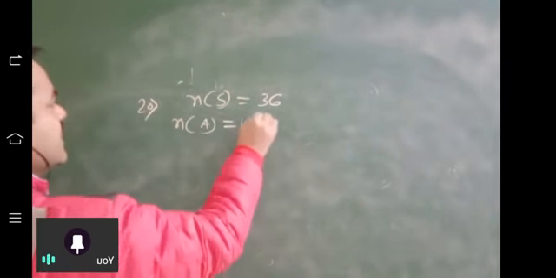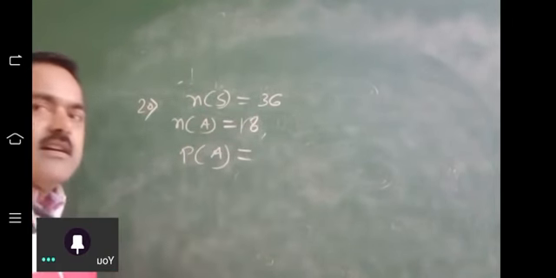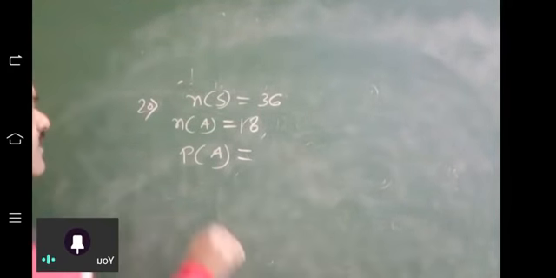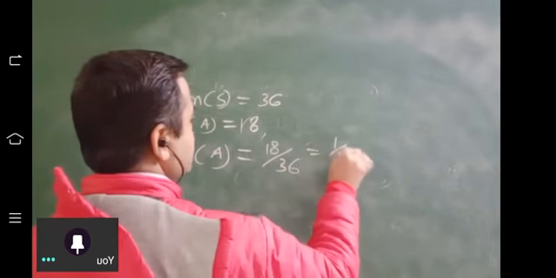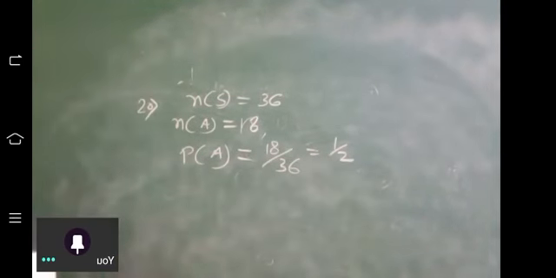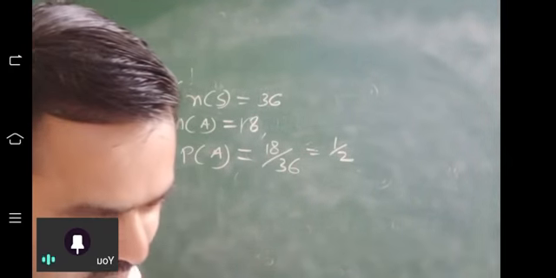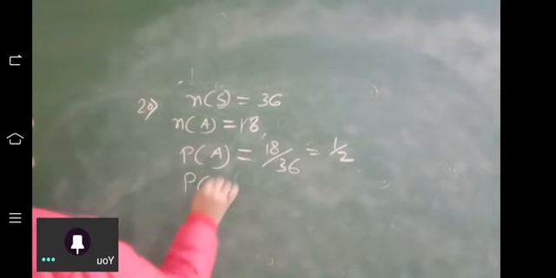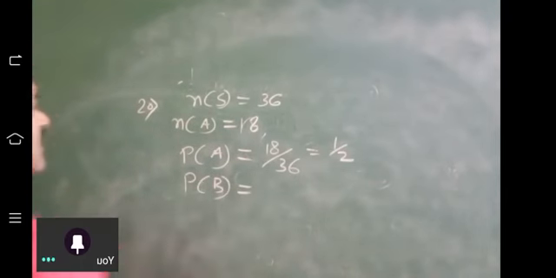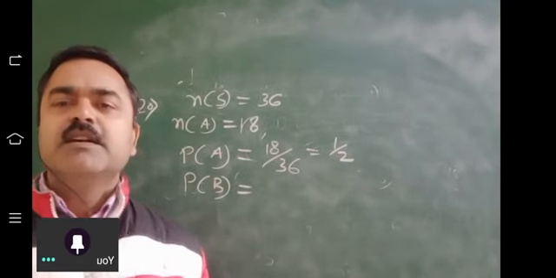Suppose that probability A is the event in which the first die is an even number. So the probability of A is 18 upon 36, which is equal to 1 by 2. And in the second case, the total is 8. Suppose this is the probability in which the sum of both dice is 8. That is the probability B.